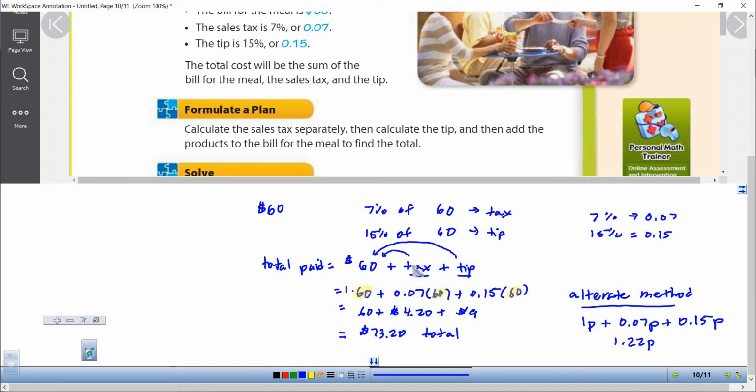Like I said before, if the tax was added on and then you were tipping based on it including the tax, then this second method wouldn't work because that wouldn't be $60 right there.